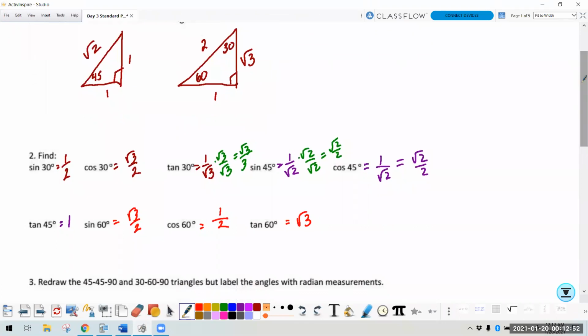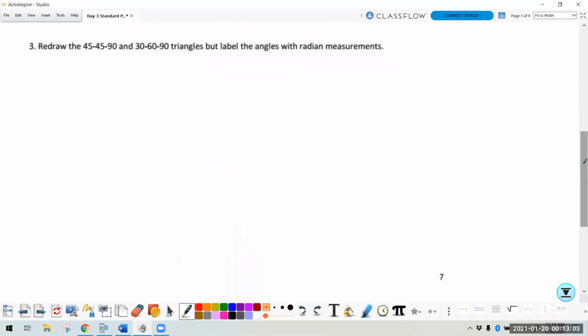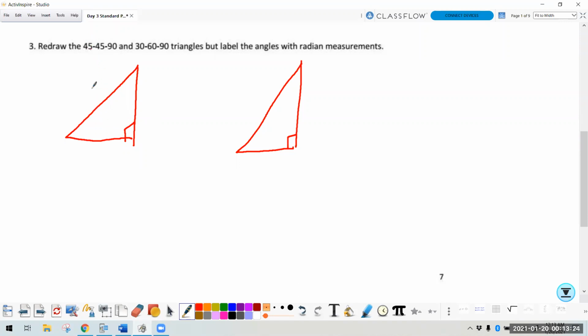So down here, number 3, if you did this already because you printed your notes, great. If not, I want you to redraw the 2 special triangles, but label your angles with radian measures. So we'll pause here for a minute for you to do that. So if you look back at your homework answers from the other day, you'll see that 45 degrees is pi over 4. So both of those answers are pi over 4. 30 degrees is pi over 6 radians. And 60 degrees is pi over 3 radians.